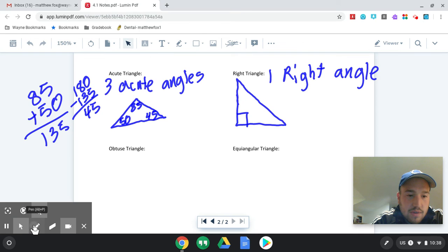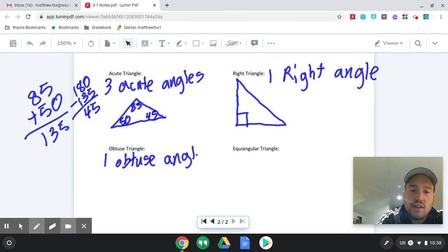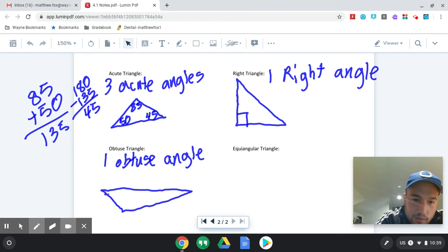Okay, so now let me scroll down a little bit. For obtuse, an obtuse triangle is when we have one obtuse angle. So an obtuse angle is anything that is bigger than 90 and less than 180. So this would be an example of an obtuse triangle. My lines are not perfect, but say that's 110 degrees. It's an obtuse angle, which means it's an obtuse triangle.